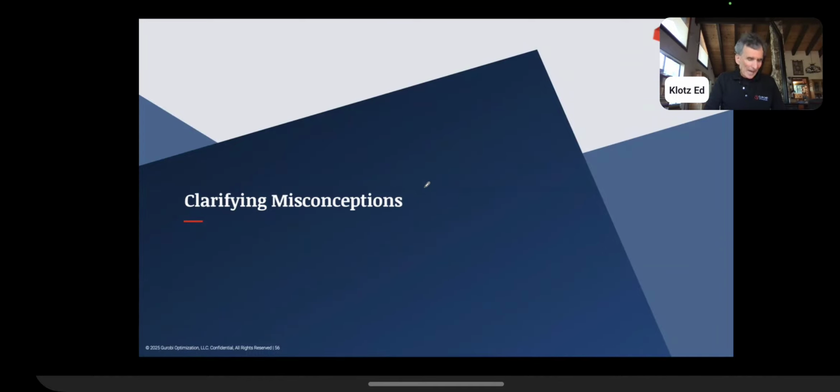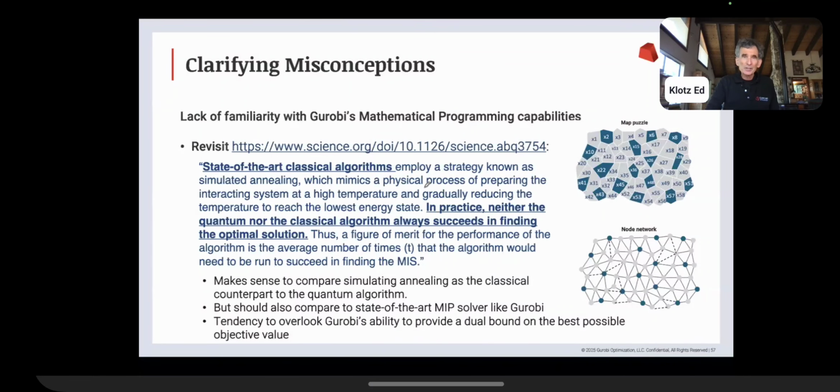So let me move to the last section and then summarize. There are some misconceptions, primarily about classical computing, that I want to go into. First is the lack of familiarity with the state of the art in classical optimization for these approaches, and that, of course, includes the capabilities of Gurobi and similar branch and bound solvers.